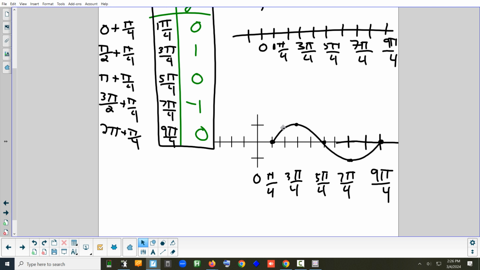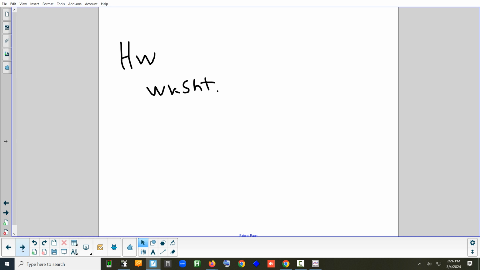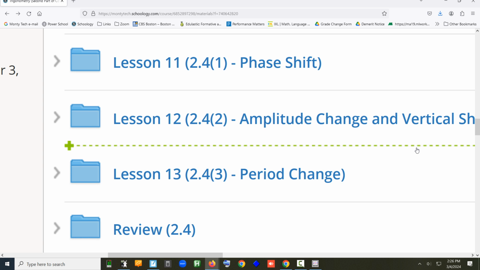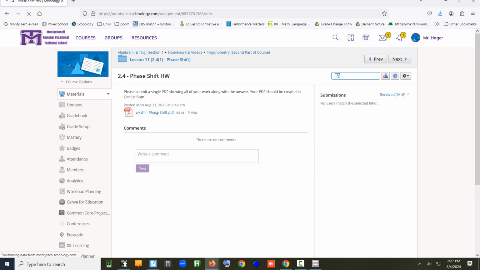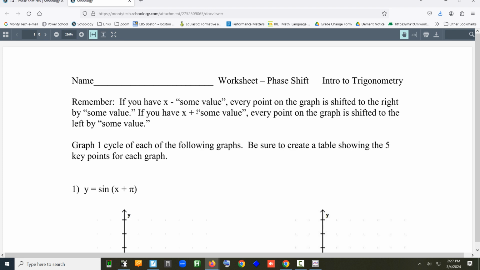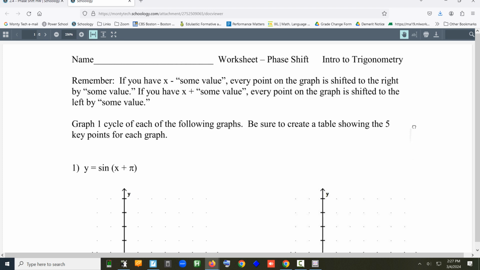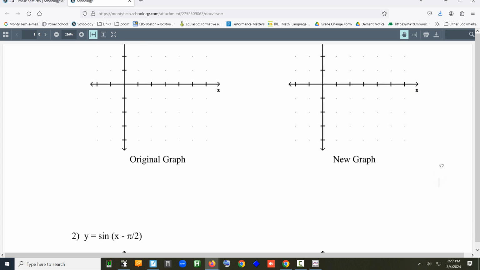Let me bring up the homework and show you what that is. It's a worksheet, but it's on Schoology. Homework for each night is going to be a worksheet. So if you click on Lesson 11, 2.4 phase shift homework, click View. I think it's about 7 questions.